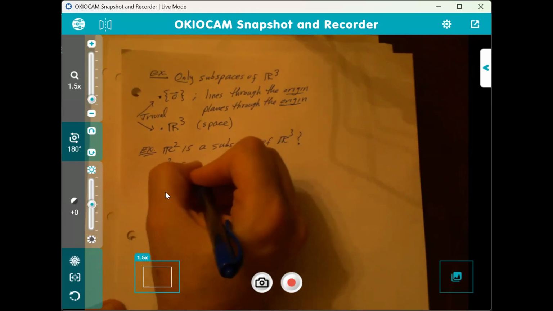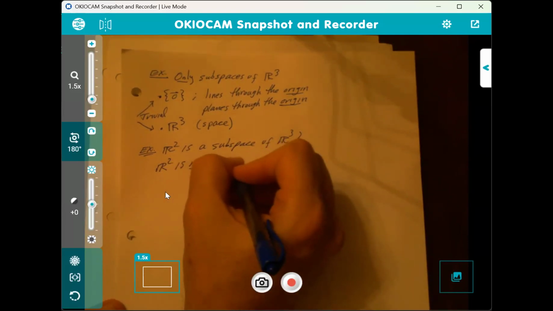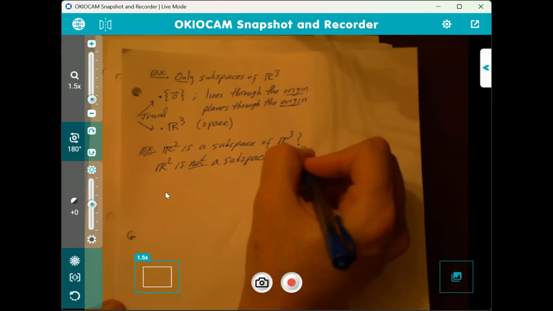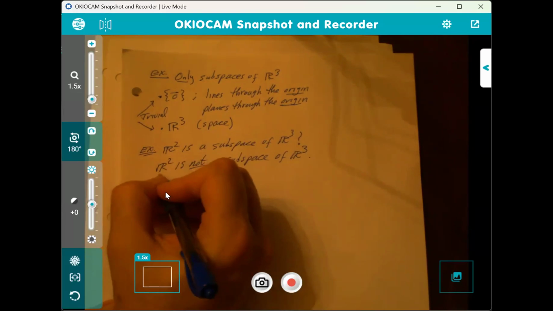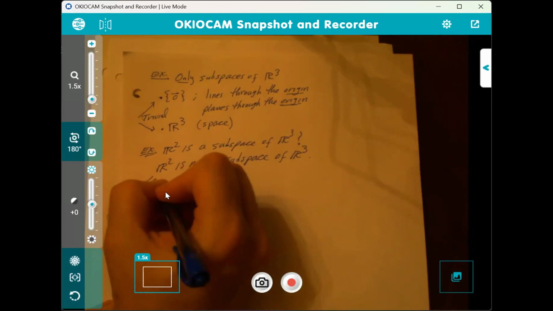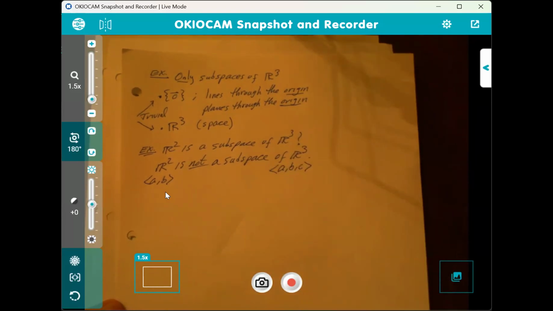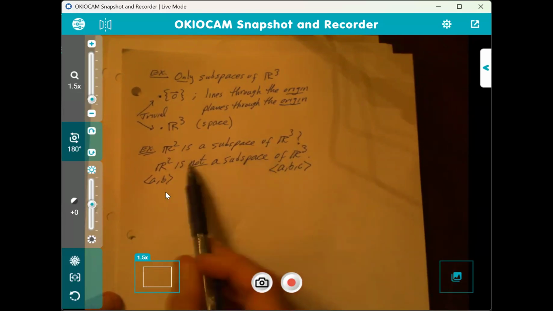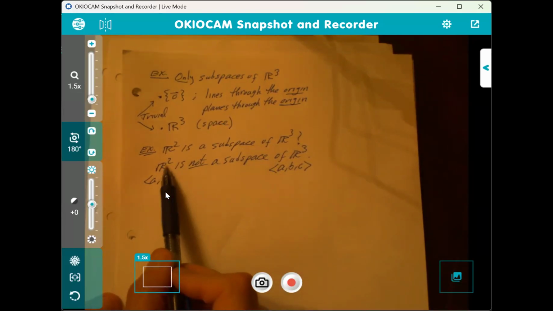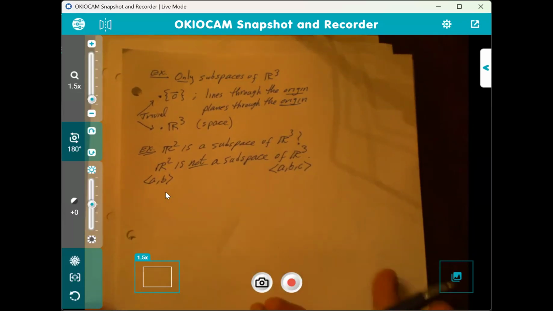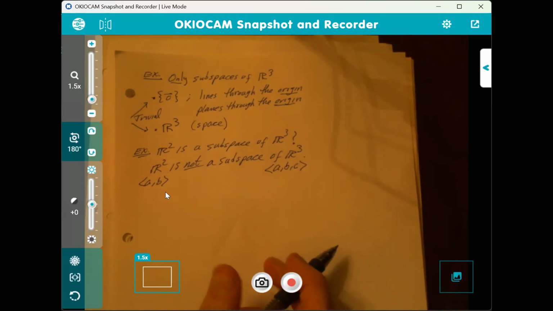R2 is not a subspace of R cubed. Again, because, for one thing, R2 isn't it just two components, whereas R3 has A, B, C? So it cannot be. And in terms of the geometry of this, R2 are set of planes in R3. Well, not every plane runs through the origin. That's another geometric argument for it. So this is not.